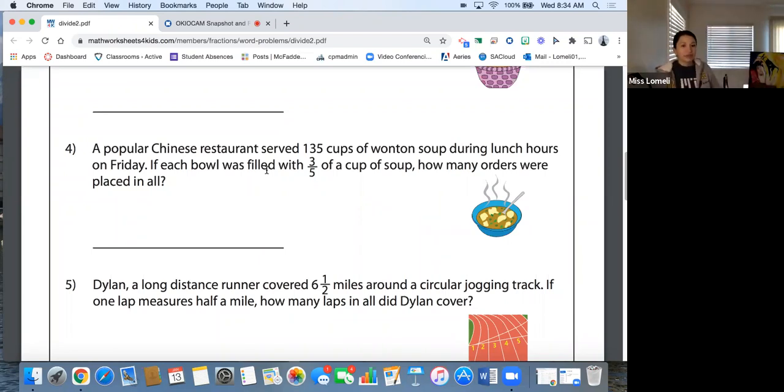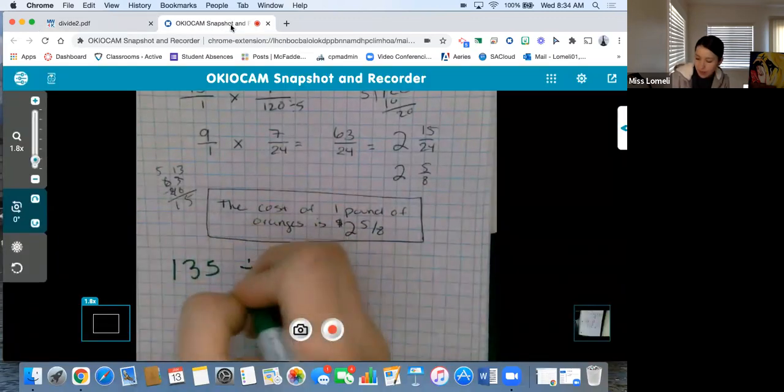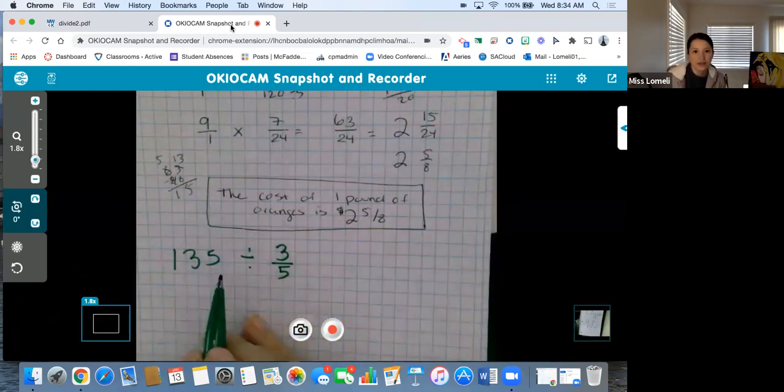So this one would actually be a division problem as well. So what division problem would you write down? Key to this is what number goes first, what number goes second. So hopefully you wrote 135, yep, divided by 3/5. So let's go ahead and solve 135 divided by 3/5.